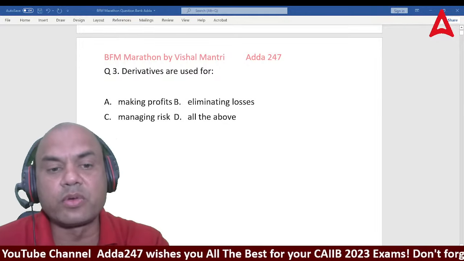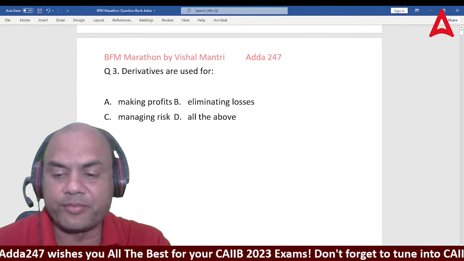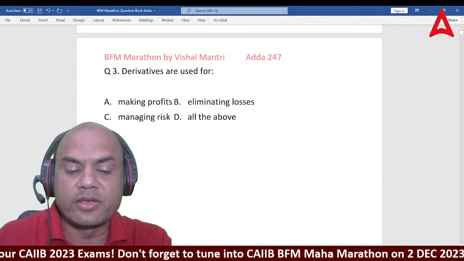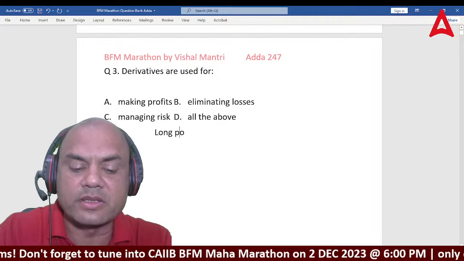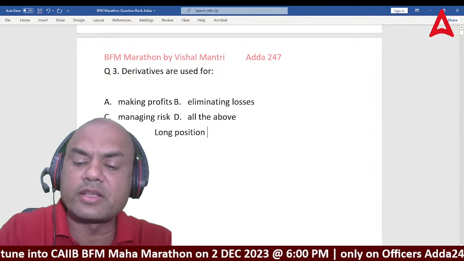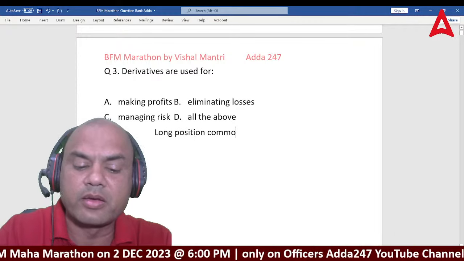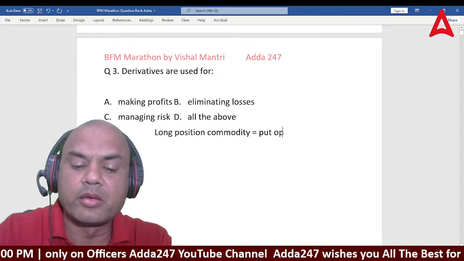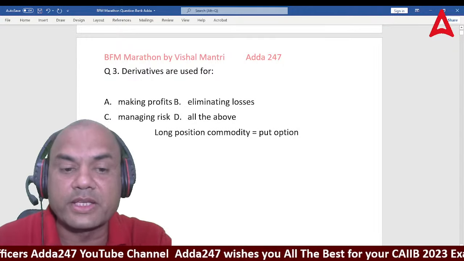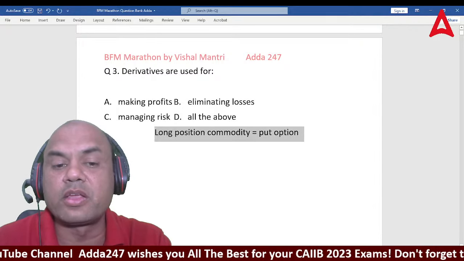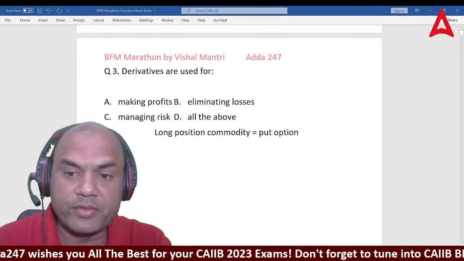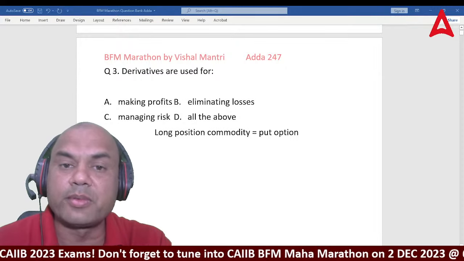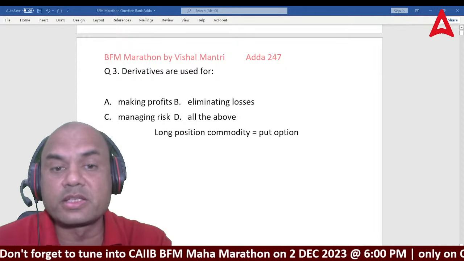One thing I'll write over here: how to manage that? Always remember this basic fundamental. Whenever you have a long position in commodity, always buy the put option. Remember this by heart for your exam. Long position in commodity, you'll always buy a put option. Put is always reverse.